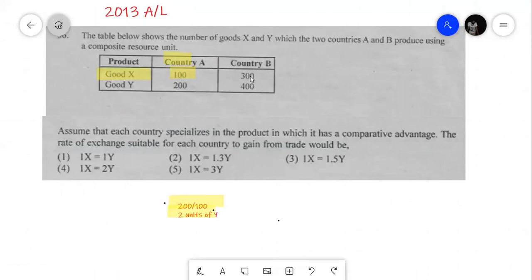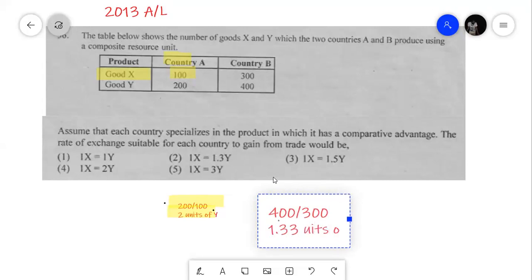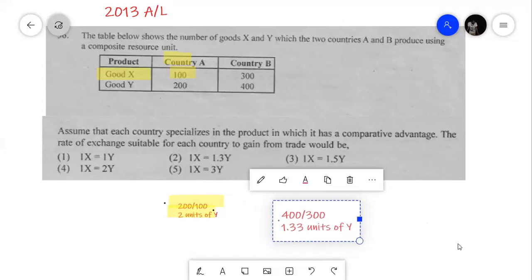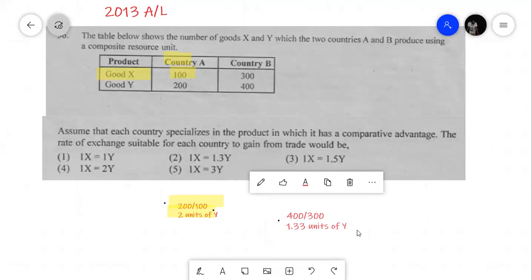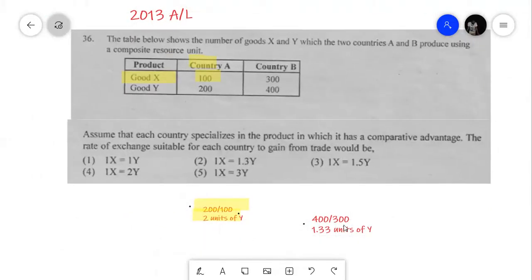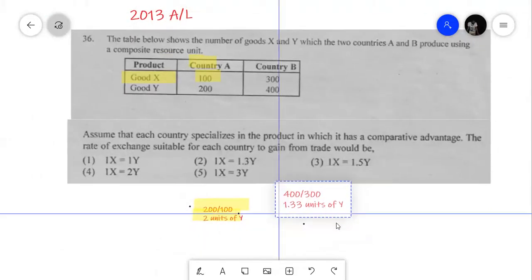To produce 300X, they have to give up 400Y. So if you calculate opportunity cost for them, it's 400 divided by 300. How much do we get? We get 1.33 units of Y. So yes, this is more than enough. You don't have to find for Y also. Okay, sorry, not for Y, for X, because all the answers talk about only X.